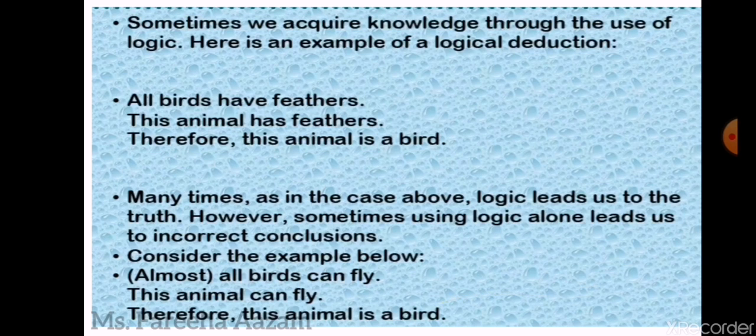This is an example. Sometimes we acquire knowledge through the use of logic. Logic is very important. Here is an example of logical deduction: all birds have feathers and this animal has feathers, therefore this animal is a bird. There is logic when you are giving some type of point that is based on some type of fact.